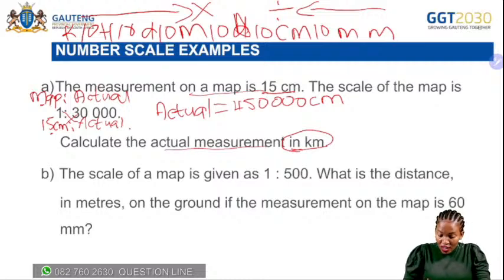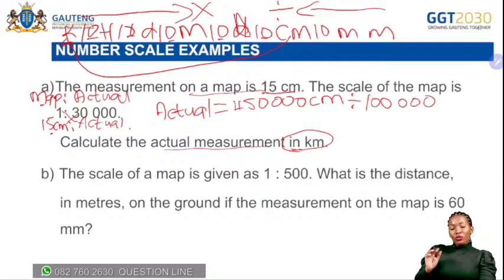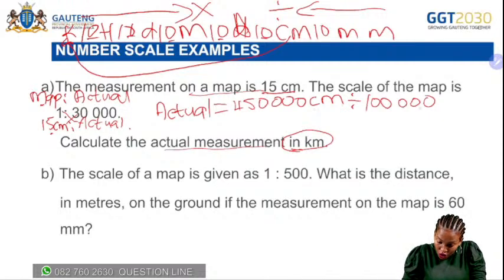So now we are converting from centimeters to what? To kilometers. You are moving backwards, meaning that you are going to divide. It's 1 and how many zeros? 1, 2, 3, 4, 5. So it's 1 with 5 zeros, meaning the conversion factor between centimeters and kilometers is 100,000. And then we are dividing because we are converting from a smaller unit to a larger unit. So 450,000 divided by 100,000.